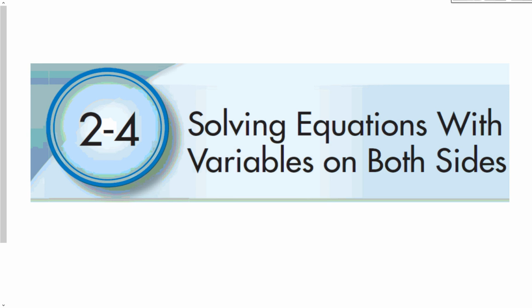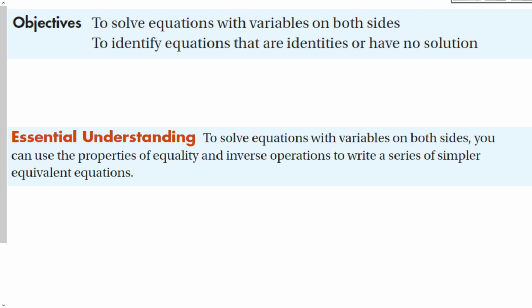2-4, solving equations with variables on both sides. So our objective for this lesson is to solve equations with variables on both sides and to identify equations that are identities or have no solution. Our essential understanding is that to solve equations with variables on both sides, we can use the properties of equality and inverse operation to write a series of simpler equivalent expressions.